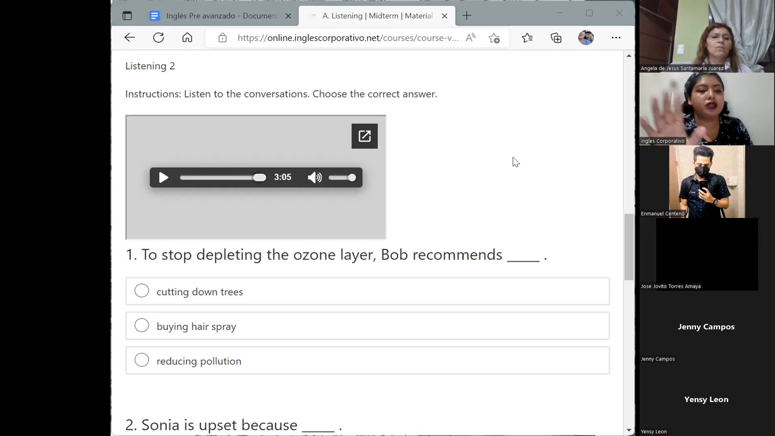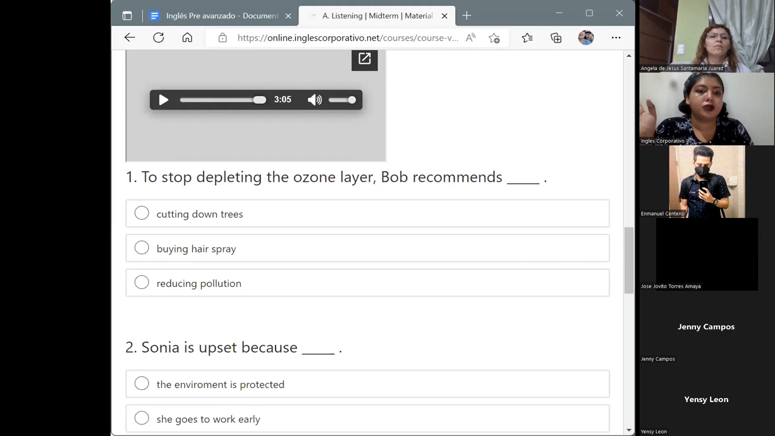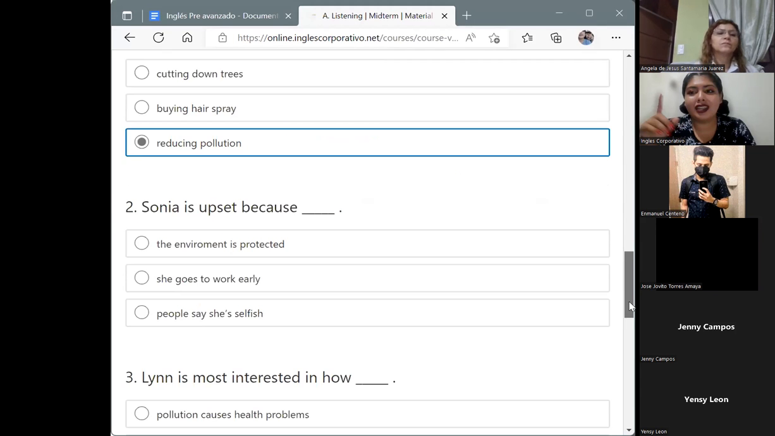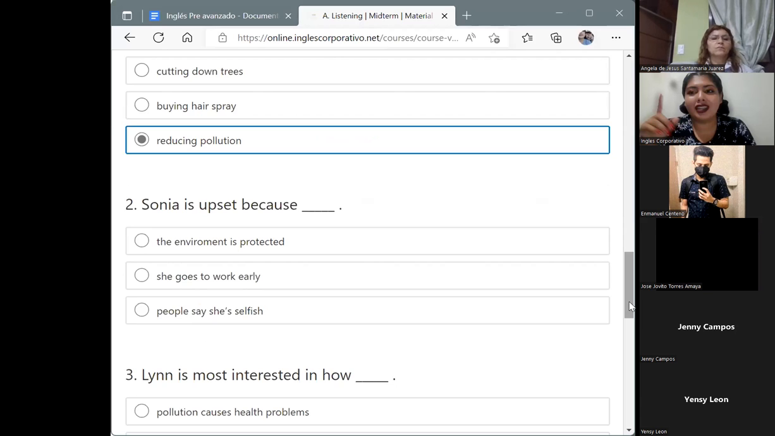Okay, so we're just going to answer those parts and we're going to end the session. So for number one, to stop depleting the ozone layer, Bob recommends reducing pollution. In this case, you have the answers first, and then you listen and say, I was right with the answer, because that's kind of easy. Number two, Sonia is upset because?